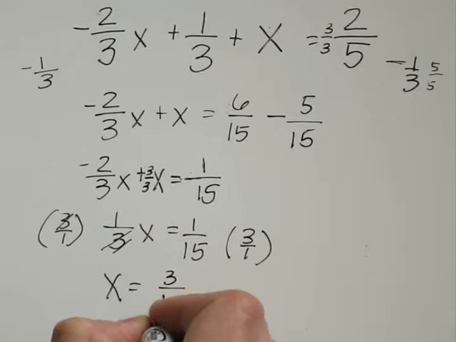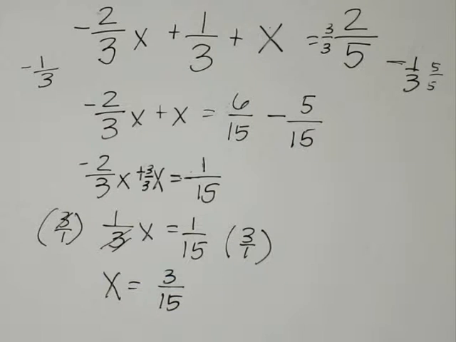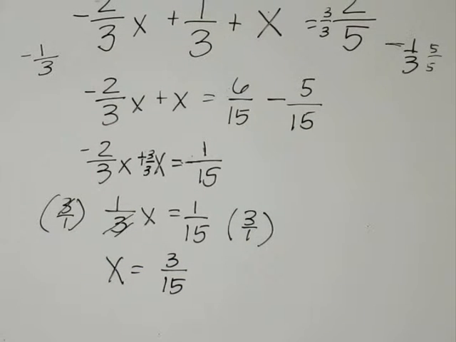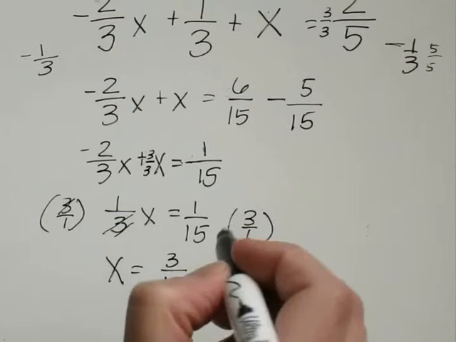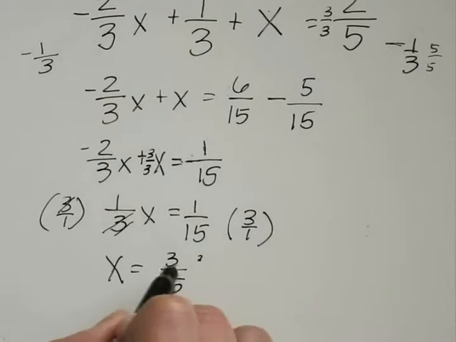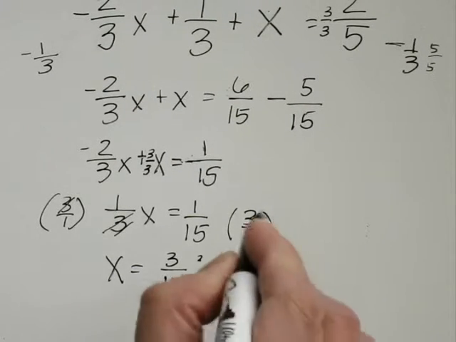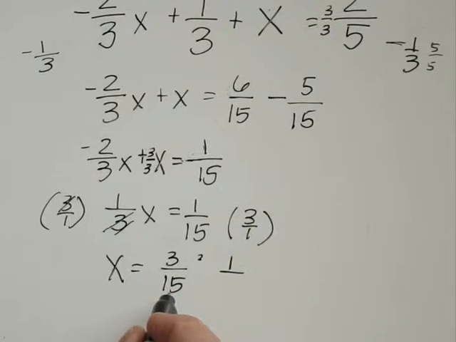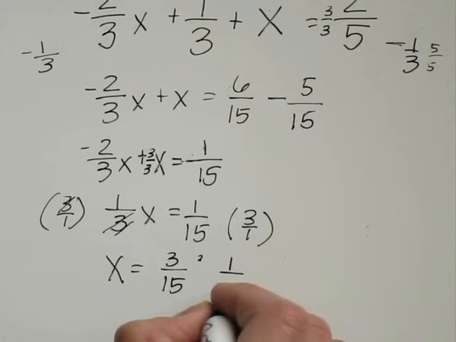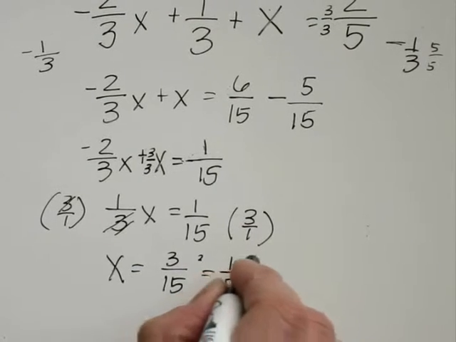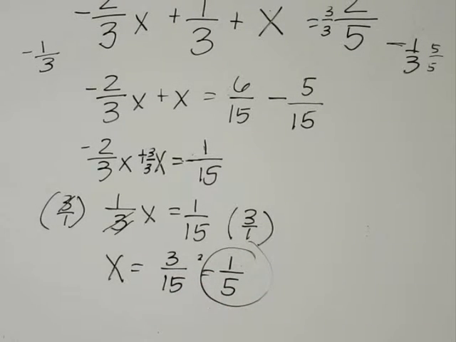15 times 1 is 15. You want to make sure your answer is reduced all the way down. 3 will go into 15 5 times. I can take 3 divided by 3, which will be 1. 15 divided by 3 will be 5. My answer will be 1/5.